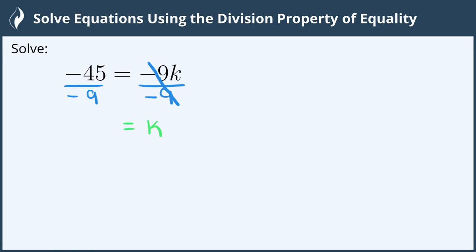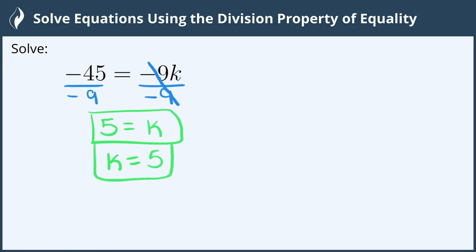Now on the left-hand side, -45 divided by -9, a negative divided by a negative is positive. 45 divided by 9 is 5, so the whole answer is k equals +5. This does look backwards for some people, and they would prefer writing k equals 5 this direction, and either way works.